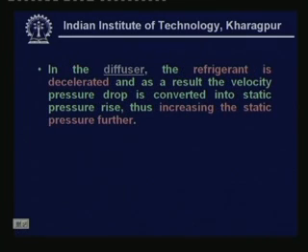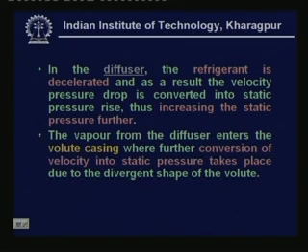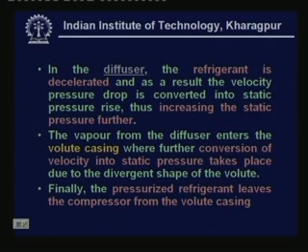In the diffuser, the refrigerant is decelerated, and as a result the velocity pressure drop is converted into static pressure rise, thus increasing the static pressure further. The vapor from the diffuser enters the volute casing, where further conversion of velocity into static pressure takes place due to the divergent shape of the volute. Finally, the pressurized refrigerant leaves the compressor from the volute casing. So this is the working principle of a centrifugal compressor. This is different from your positive displacement type of compressor, which are unsteady flow devices.